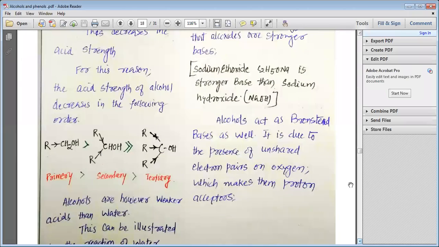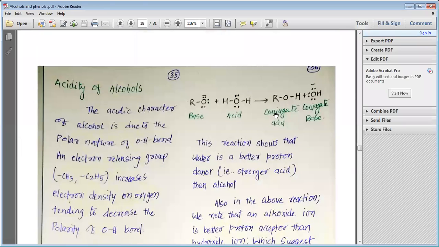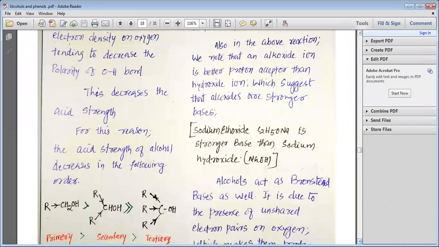When we study alcohols, primary alcohols are more acidic than secondary alcohols, and secondary alcohols are more acidic than tertiary alcohols. Please remember that as compared to the alcohols, their sodium alkoxides, RO minus, are better bases, and that is why they are such good bases that sodium ethoxide, C2H5ONa, is even a stronger base than sodium hydroxide.